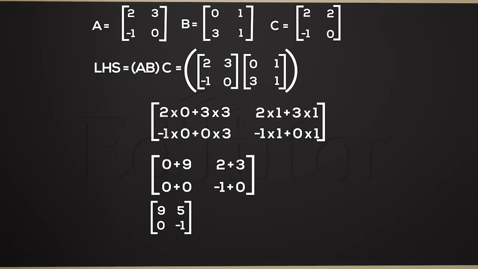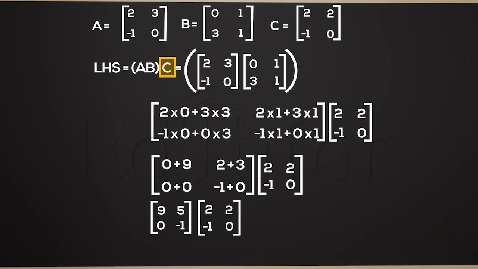We were solving for A into B times C. So this result of A into B is to be multiplied by C now. Note that because A into B is written on the left side, the A into B matrix is written on the left, and then we have C, so matrix C is on the right.